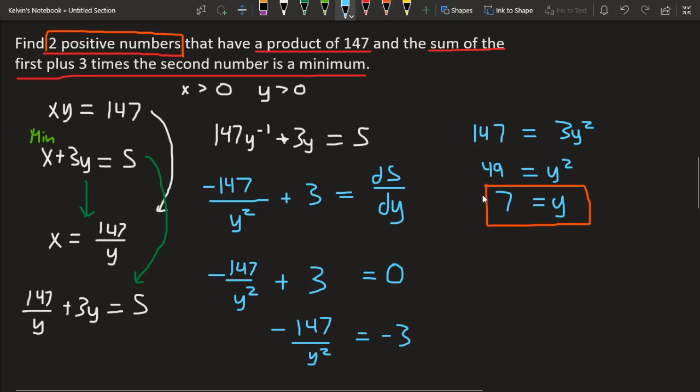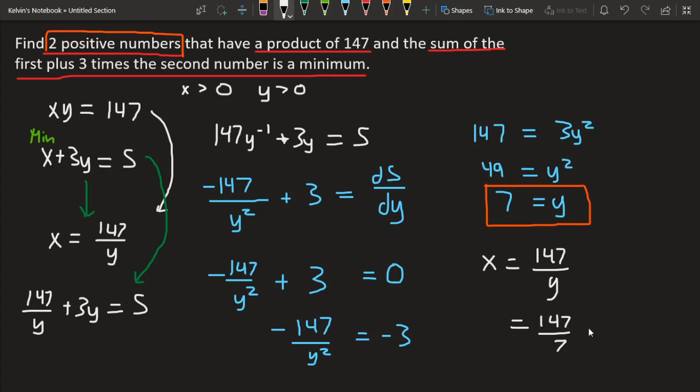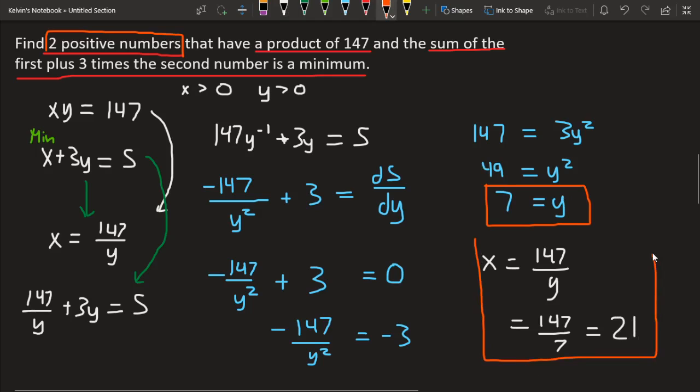Now, what about our x value? Well, we know from earlier that x is equal to 147 over y. So we can write that x is equal to 147 over y, which is equal to 147 over 7, since we now know that y is 7. And this is equal to 21. So we know that for a minimum sum, while the product is still 147, one number must be 7 and the other number must be 21. So take a moment or two to comprehend this in your notes, copy it down, remember how to do it, and we'll move on to our next example problem.